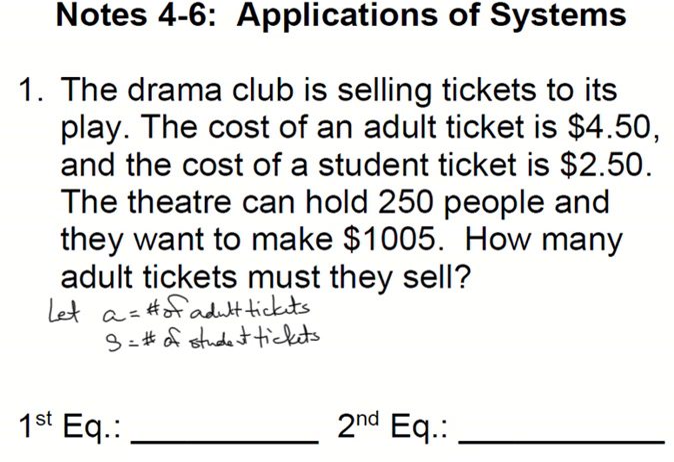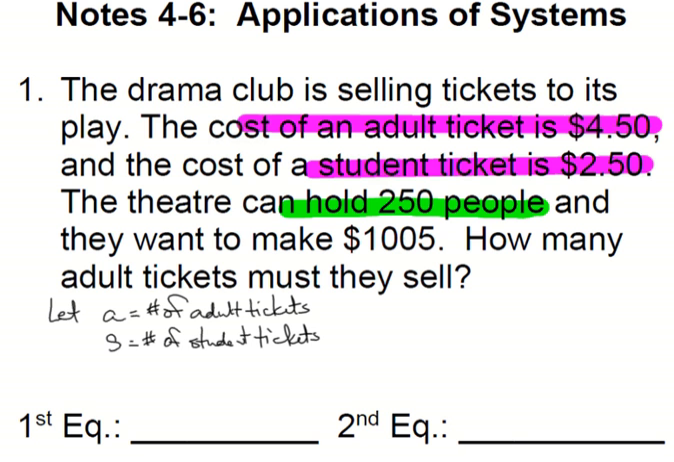The sentence right here tells us the cost of an adult ticket is $4.50. Cost of a student ticket, $2.50. But our first sentence that we can use to start making our equation is right here. It says the theater can hold 250 people. So my first equation here is going to be A plus S is equal to 250.